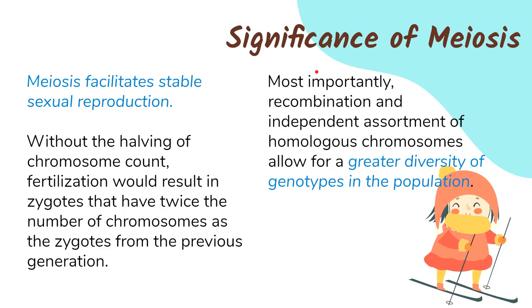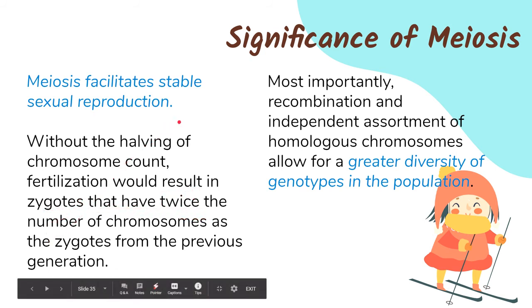So, what's the importance of meiosis? Again, I keep on mentioning this. Meiosis ensures stable sexual reproduction. The reason why oogenesis must produce 23-chromosome egg cells and spermatogenesis must produce haploid 23-chromosome sperm cells is that in the future, should fertilization happen, then 23 plus 23 will produce 46 chromosomes in a zygote. So that's a chromosomally normal offspring. Without halving of the chromosome count, fertilization will result in a zygote that has twice the number of chromosomes.